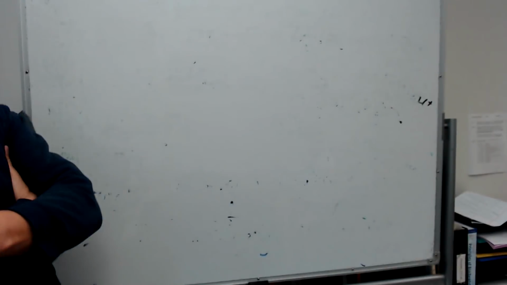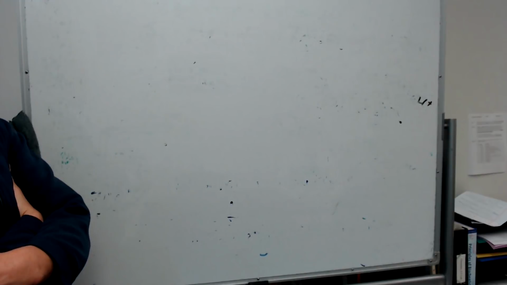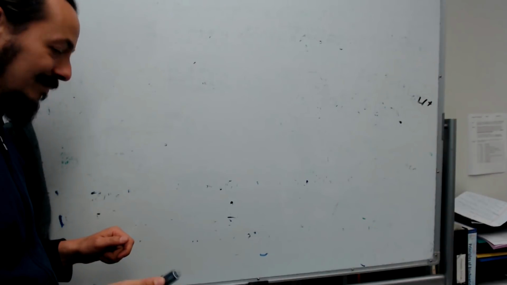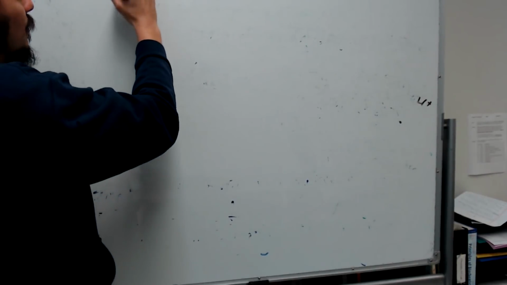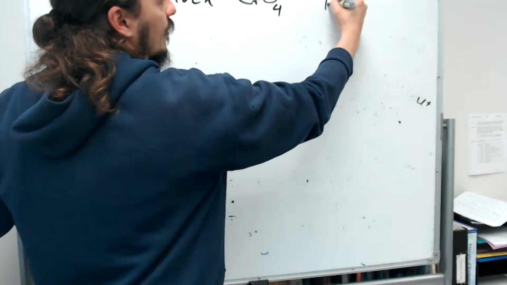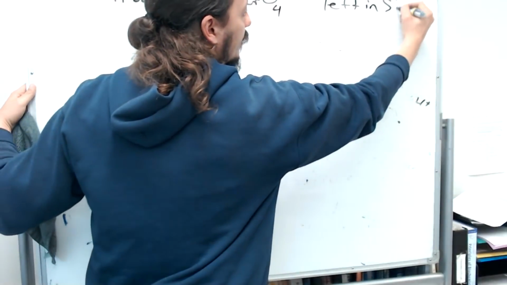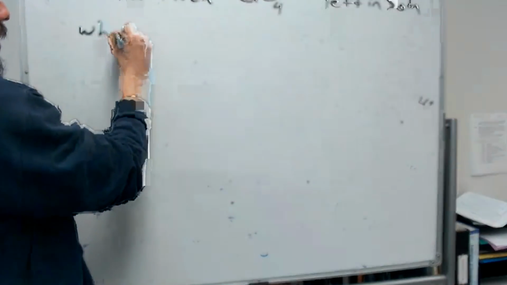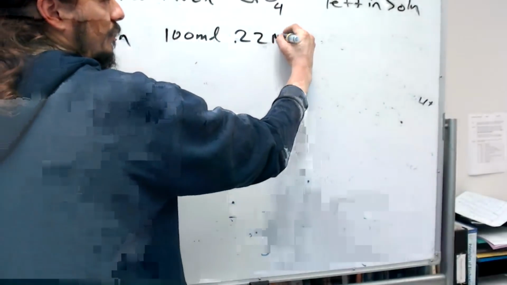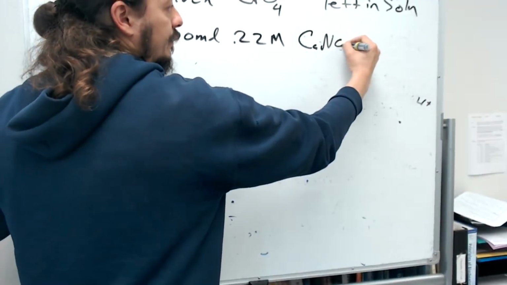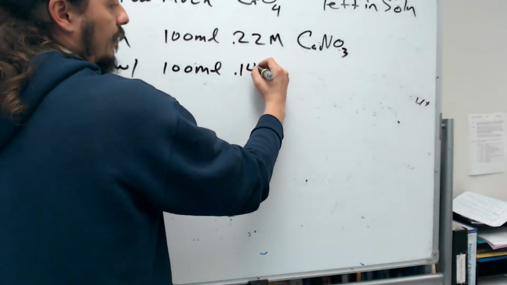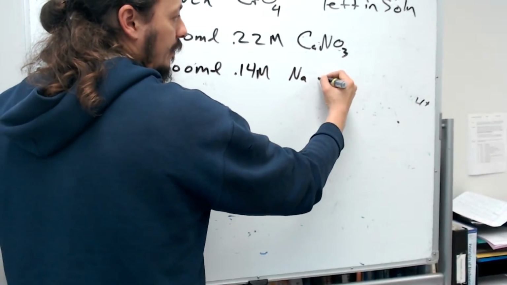All right. I have a problem that I wanted to know how to do. Yeah. And it is: how much chromate is left in solution when I mix 100 milliliters of 0.22 molar calcium nitrate with 100 milliliters of 0.14 molar sodium chromate.